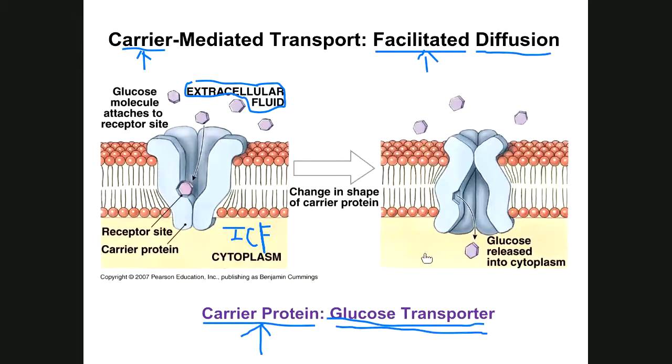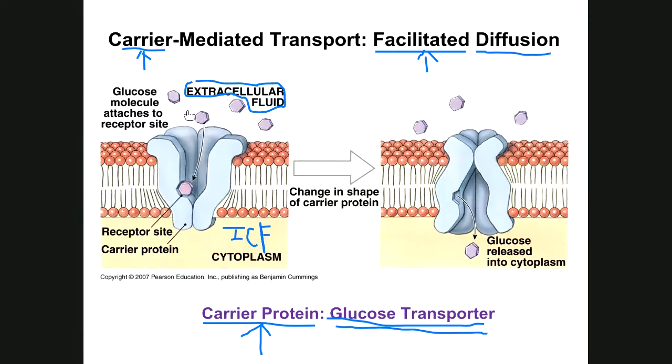Now what you can't see is that when this carrier protein is changing shape, now opening in the direction of the ICF, this binding site loses its shape a little bit to allow for the release of glucose. Now this molecule of glucose has just diffused from an area of high concentration to an area of low concentration with the help of this carrier protein called the glucose transporter. And no energy was required. However, it is a type of diffusion.